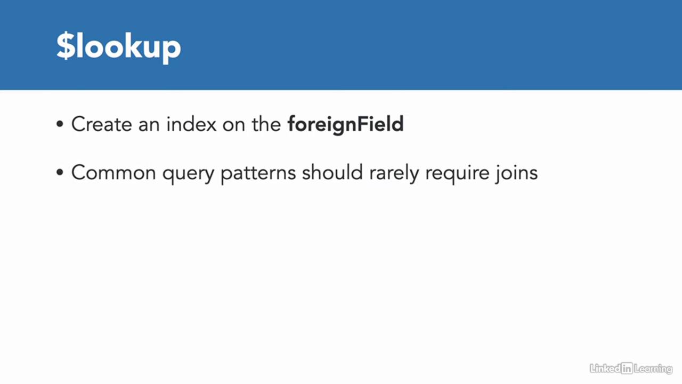The second thing that you should know with $lookup is that your common query patterns should very rarely require joins. So if you find yourself using a lot of lookups, this is a telltale sign that you are very likely not structuring your data well for MongoDB. MongoDB is not optimized to perform a lot of joins. In MongoDB, data that you query together should generally be in the same document. So if you find yourself using joins, always ask yourself, should this data just all be in the same document? And if it should, then try to change the data model.